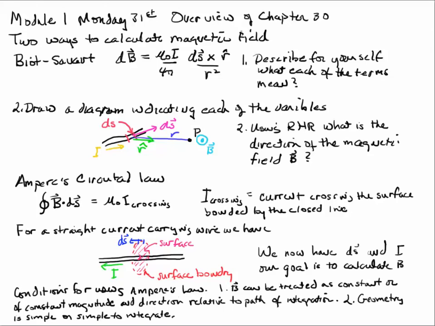At this point, we want to stop and we want to begin to actually use these two methods to calculate the magnetic field for certain circumstances. One of them is for different geometries of current carrying wires, and the other is for simple geometries where we can look at using a simple way of calculating the magnetic field, and that's using Ampere's Circuital law. So we'll stop here and go on to our first problem.